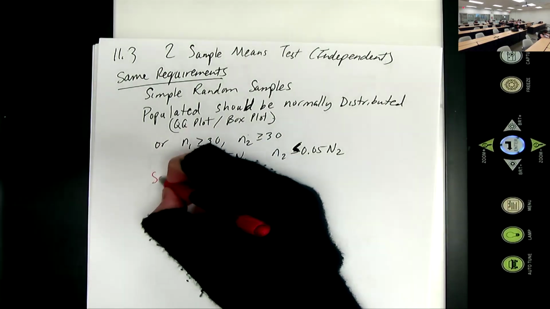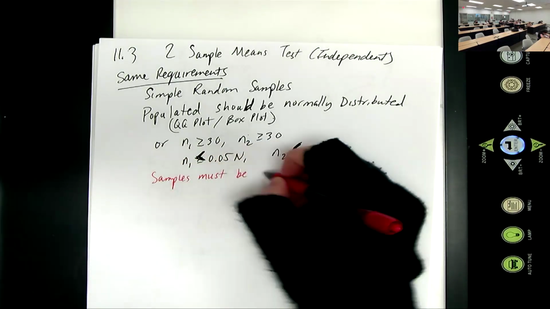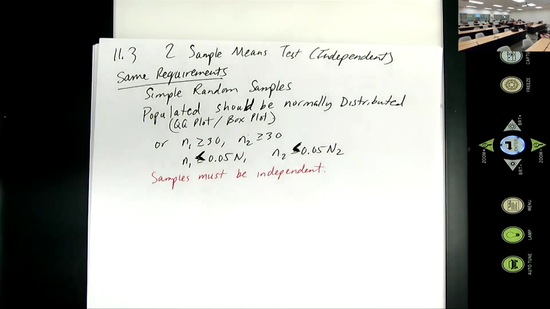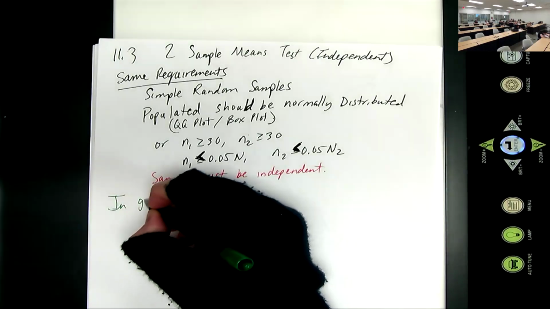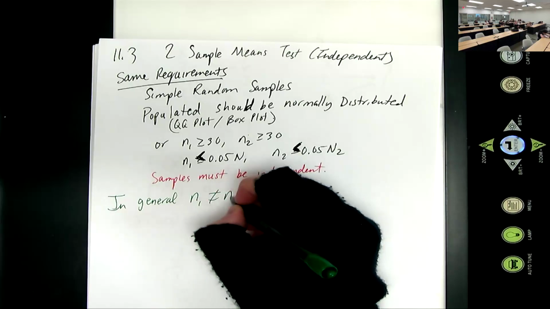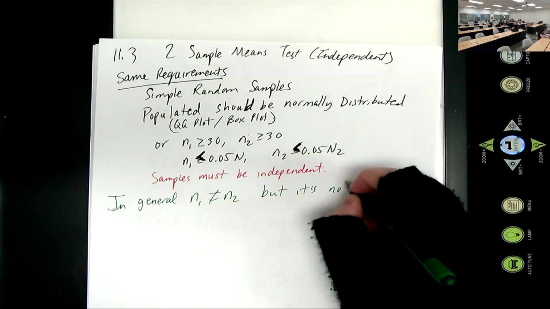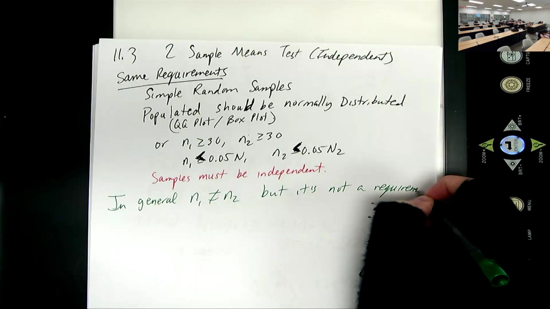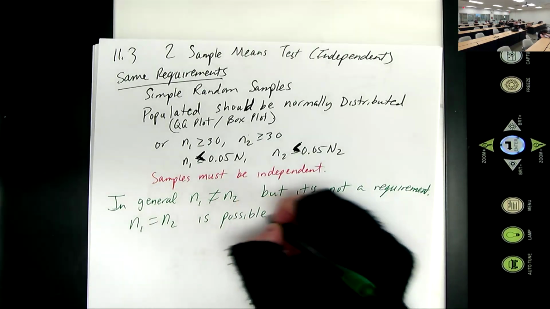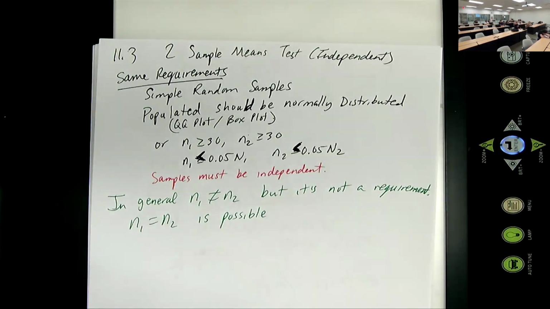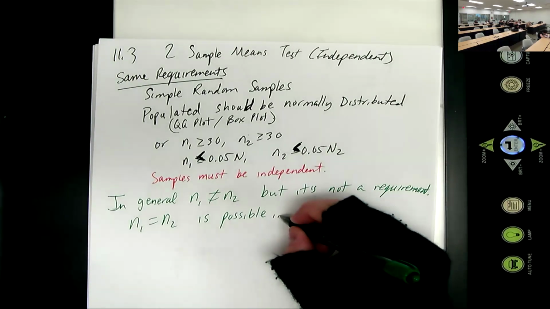And samples must be independent. Don't ask a husband and wife. Don't ask a brother and sister in different groups like that, because then there's a connection, you want random people. So, in general, N1 does not equal N2, but it's not a requirement. N1 can equal N2, it's possible. There's no requirement around it either way.